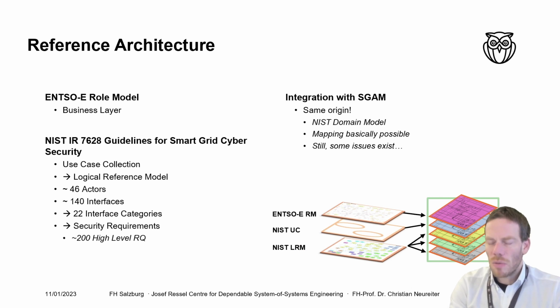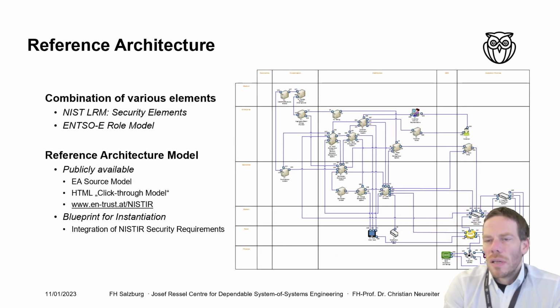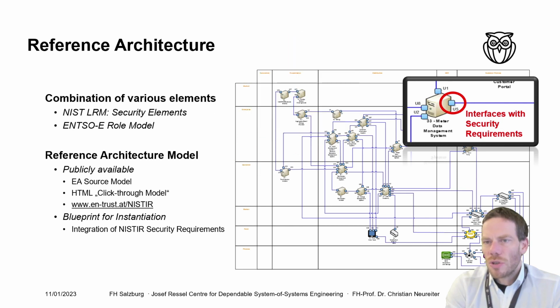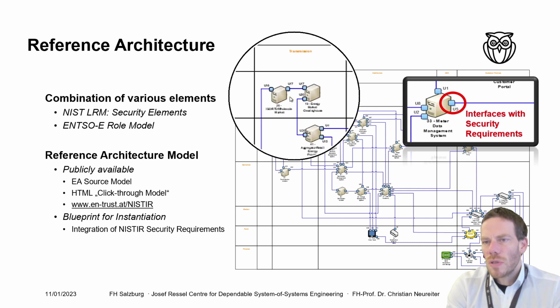with particular components. And the good thing is that both the NIST LRM and the SGAM have the same origin, which is the NIST domain model. So the mapping is a pretty straightforward task. And the result of this, just as a screenshot here, let's make it bigger for you, like this. You can get, for example, a component layer like this, which shows the individual components.